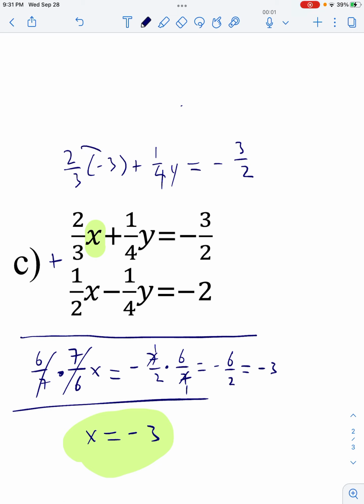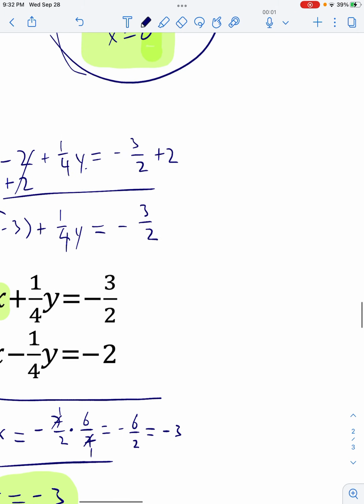2/3 times -3 is, I think, -2, right? Then plus 1/4 y equals -3/2. Add 2 to both sides. 1/4 y equals -3/2 plus 2. So -3/2 plus 2 is 1/2.